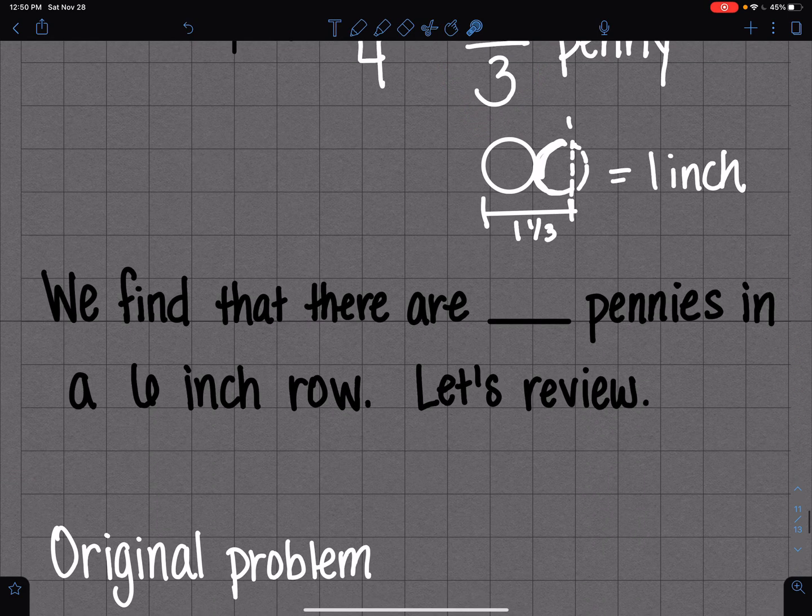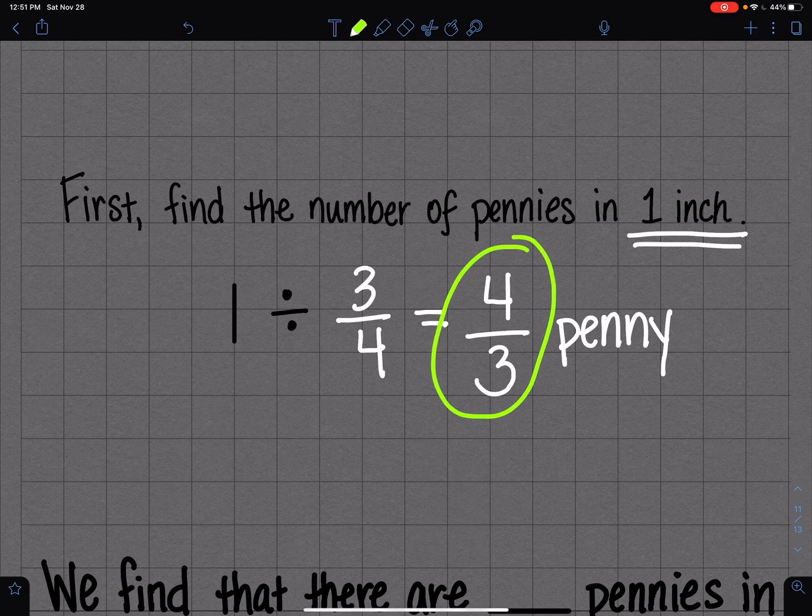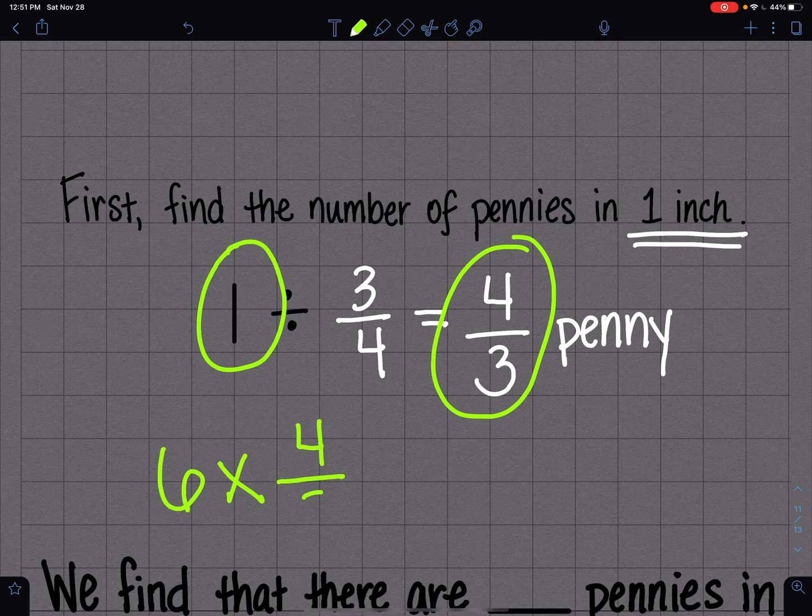So what we figured out there is that there are 4/3 pennies in a, oh, no, we just found out there are 4/3 penny in 1 inch, not 6. So we have more work to do. 4/3 penny in 1 inch. So now we have to use that information to figure out how many pennies are in 6 inches. So it's basically 6 times this amount, because this is how many pennies are in 1 inch. So we need 6 times that amount, 4/3.